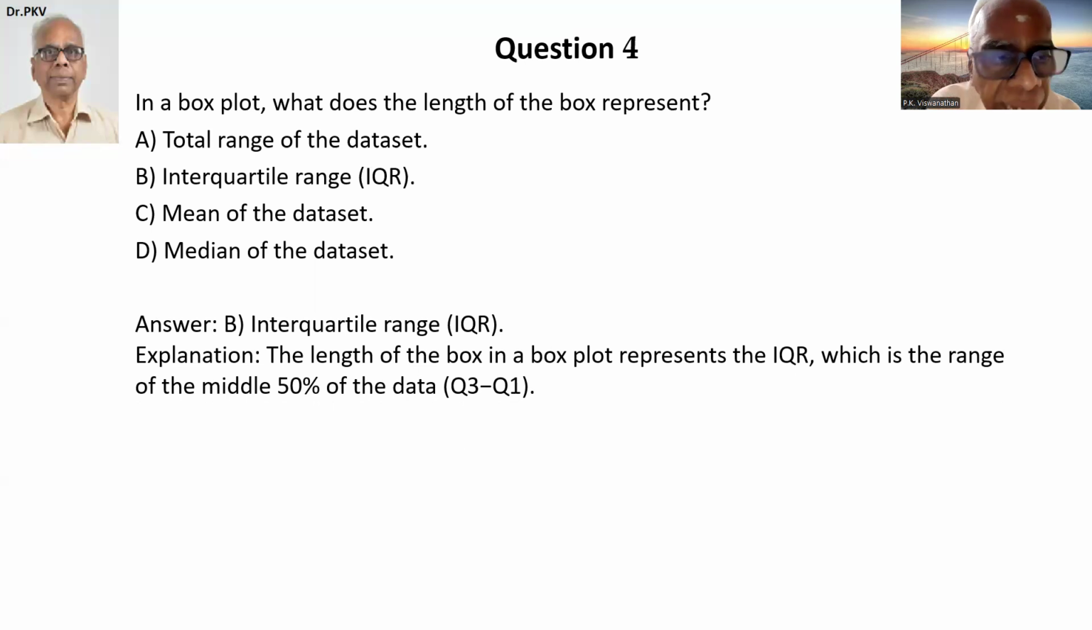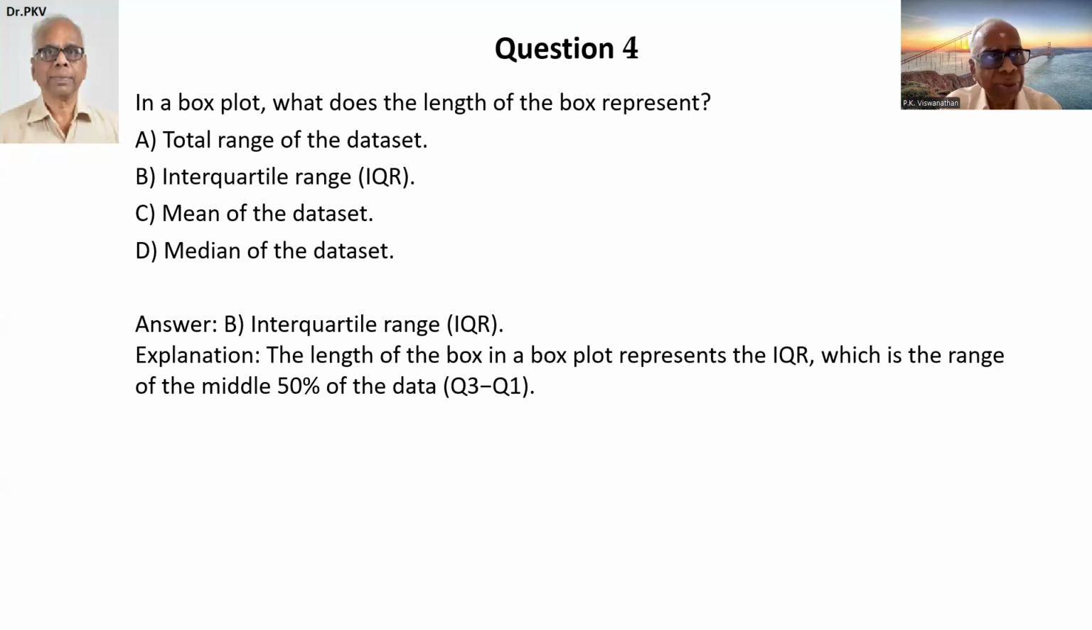interquartile range, IQR. Why? The length of the box in a box plot represents the IQR, which is the range of the middle 50% of the data, Q3 minus Q1. Because the length of the box, if you look at the edges, it will be Q1, middle part is Q2, that is the median. So Q1, Q2, Q3. In that order, the box is constructed.